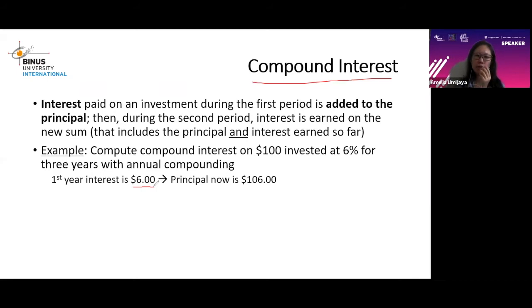So what's the difference? The difference is now what we call principal here is not the initial $100, but the initial $100 added by the interest that we earn at the end of year one. So now my new balance, my new principal, is 106. Where do I get that from? My initial investment, 100, added with my $6 interest in year one.